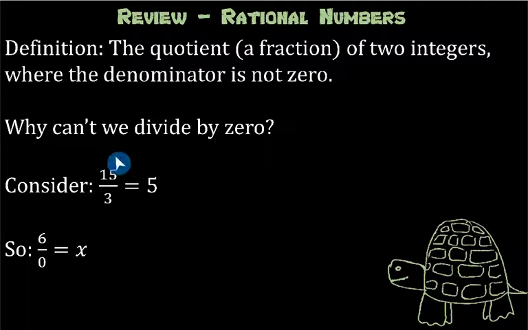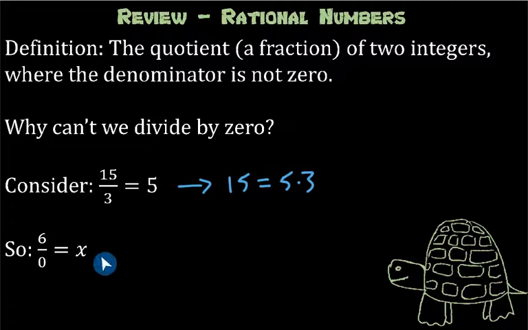If we're looking right here at the quotient, 15 divided by 3 is equal to 5. Now, if we multiply both sides by 3, we'll have 15 is equal to 5 times 3. So that means that when we multiply 3 by 5, we get 15.